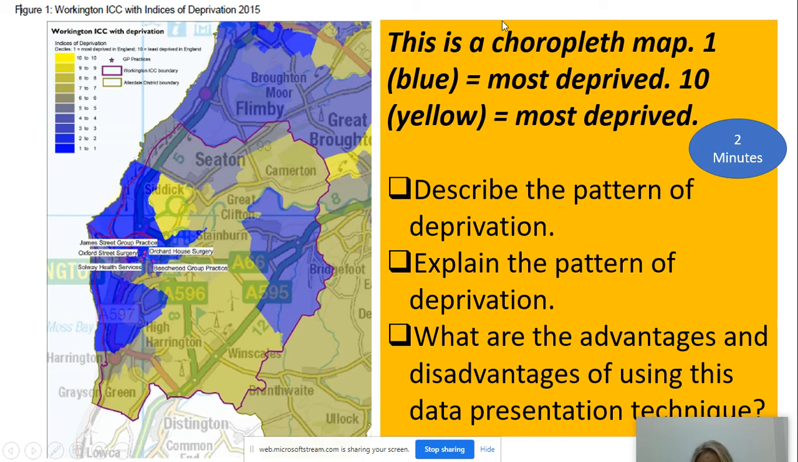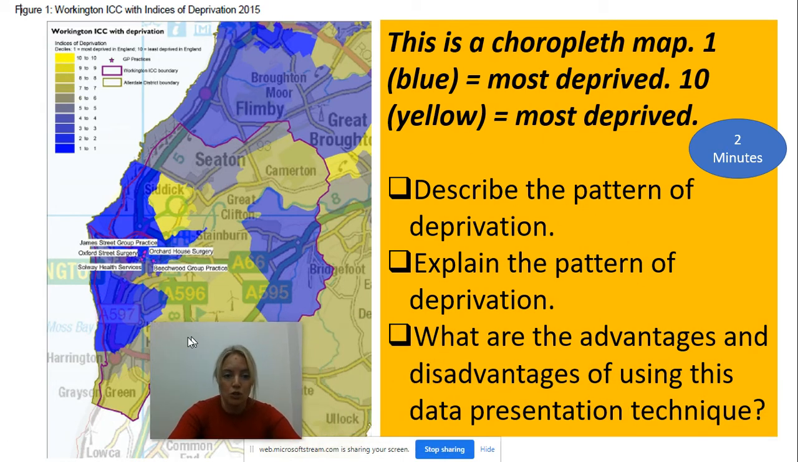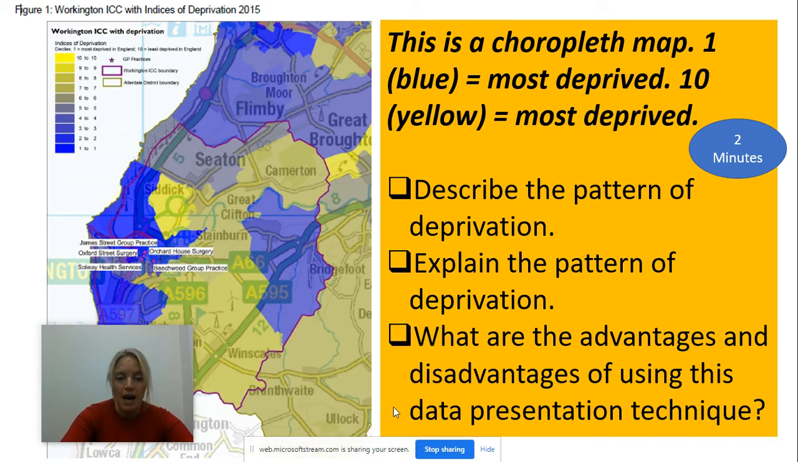So what we should have seen there is that the history of Workington has definitely led to some inequalities. Some areas, especially the old steelworks, are quite deprived now. We've got high unemployment there. We've got a lack of investment after the steelworks were outsourced, and it's led to deprivation in the area.